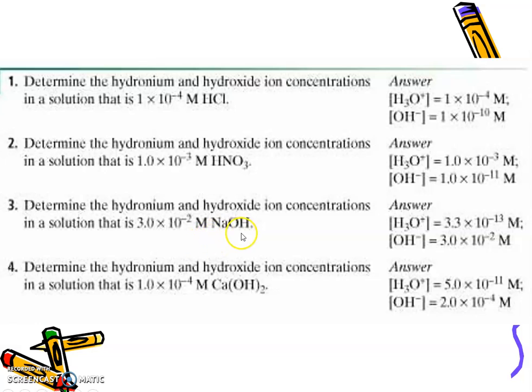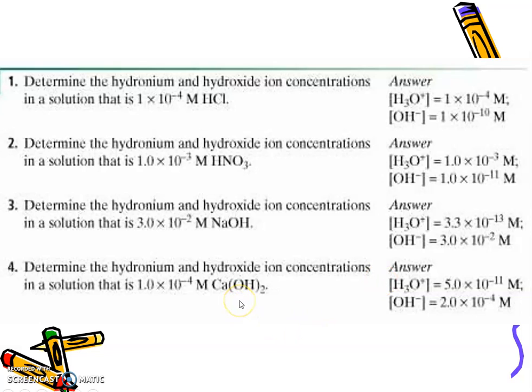Now in number 3, I have a strong base. Sodium hydroxide is a base. And again, if I dissolve this, I'm going to get 3 times 10 to the minus 2 moles of Na+ and 3 times 10 to the minus 2 moles of OH-. So again, I know my OH- concentration is that. To get my H3O+, I take 1 times 10 to the minus 14 divided by the OH-, and that's what you get. That's your H3O+.